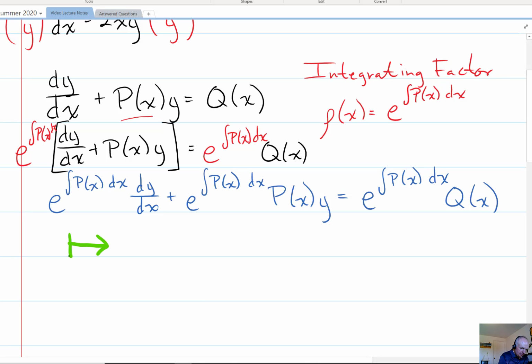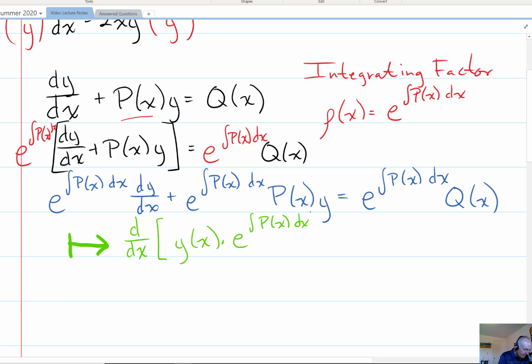I want you to imagine differentiating something that looks like this. Find the derivative. Now let's do it like this. Let's find the derivative. So this is just an aside. We're taking a little pause here. I want you to find the derivative of a term that looks like this: y of x times e to the integral of p x.